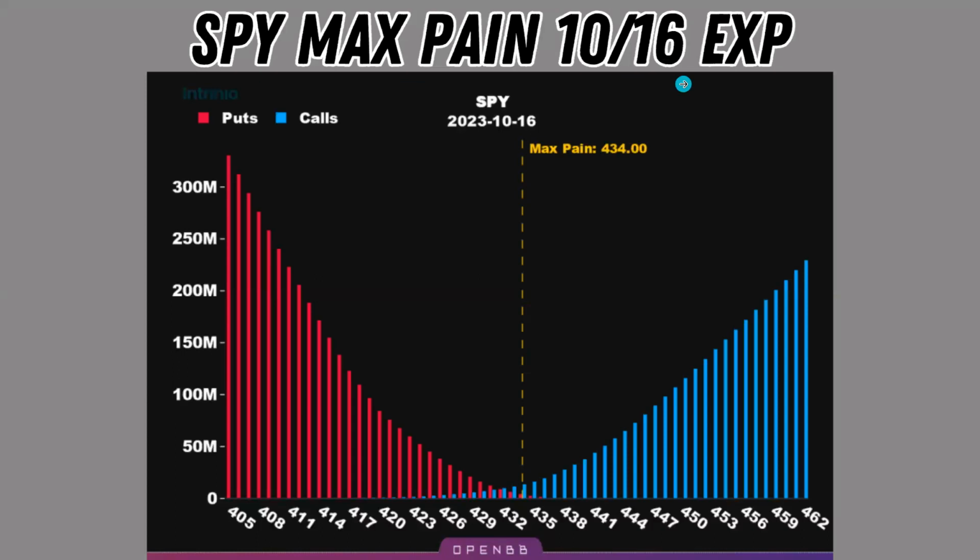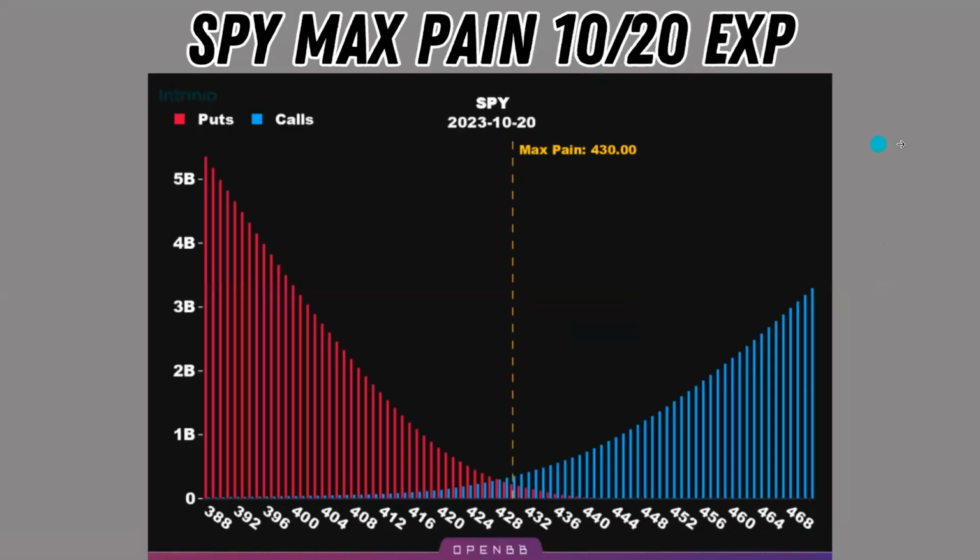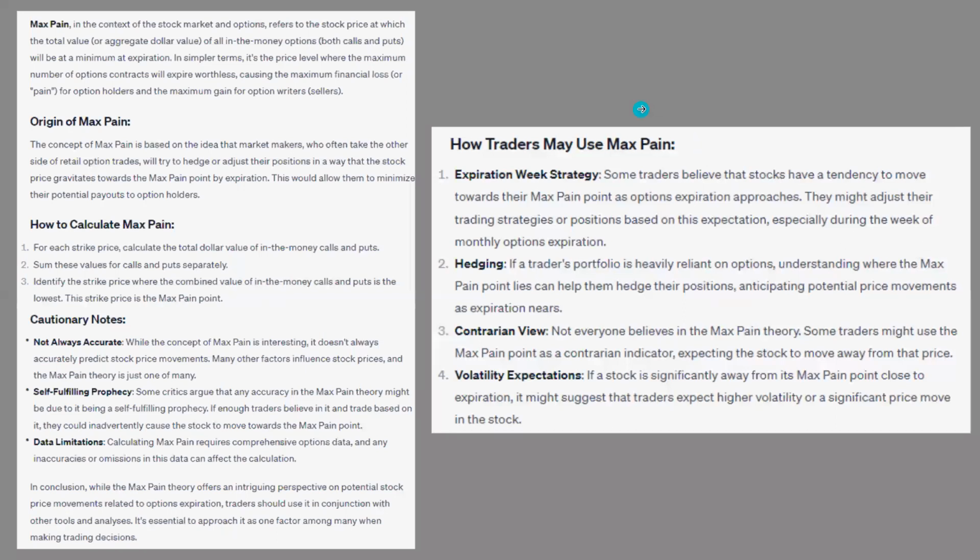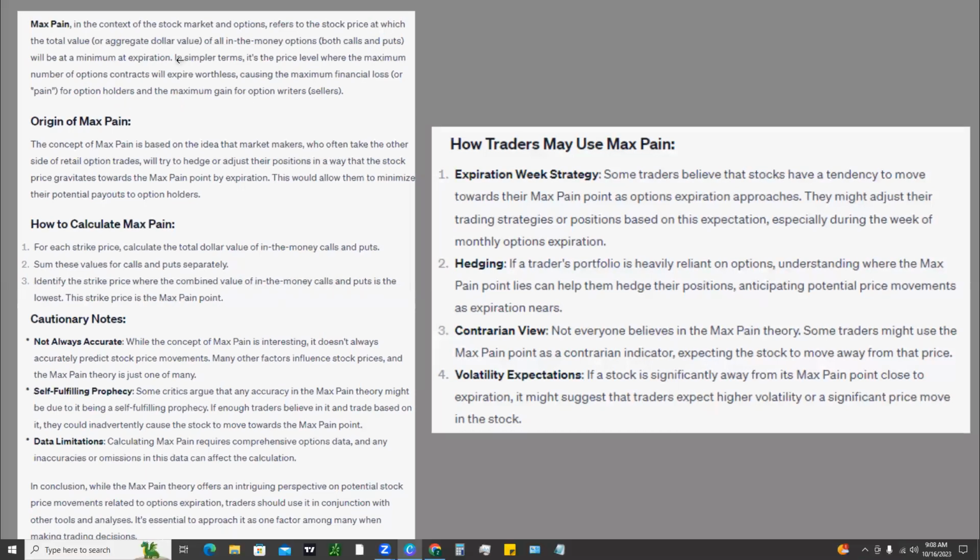Now, this is max pain, okay, for today's expiration essentially. And then we have Friday's expiration. So we're going to go over the max pain levels for today and Friday so you can monitor those heading into the week. Max pain in the context of the stock market and options basically refers to the stock price at which the total value of all in the money options, both calls and puts, will be at a minimum at expiration. So in simpler terms, it's the price level where the maximum number of option contracts will expire worthless, causing the maximum financial loss for option holders and the maximum gain for option writers.